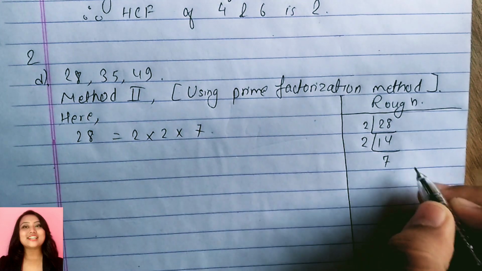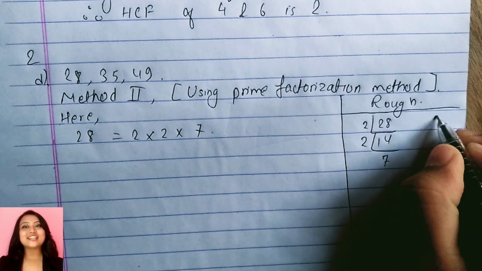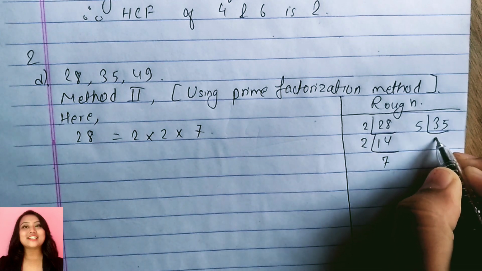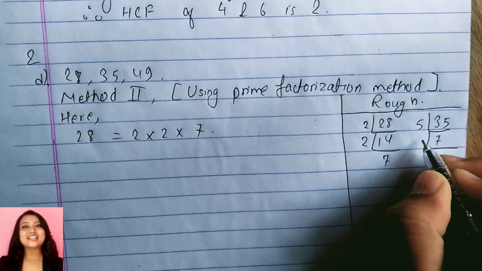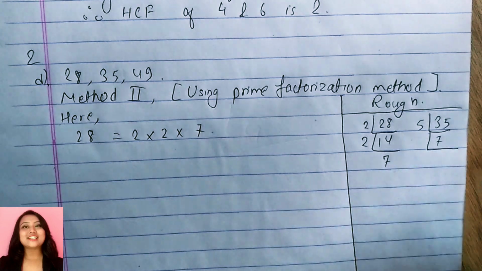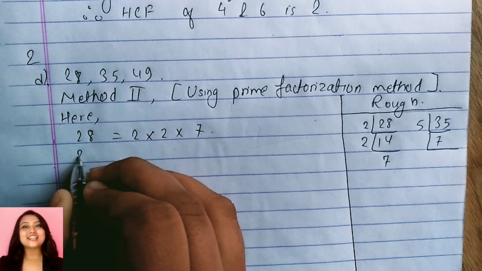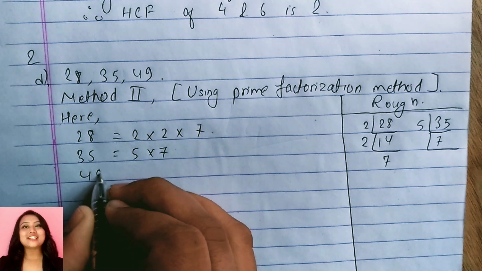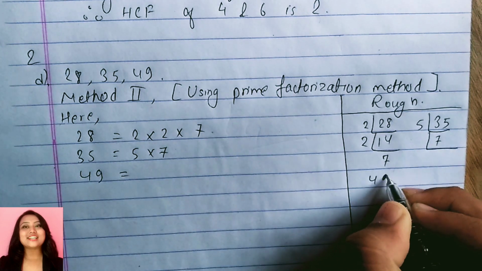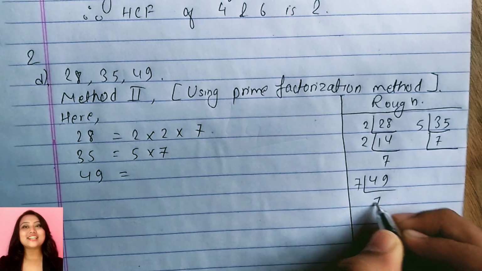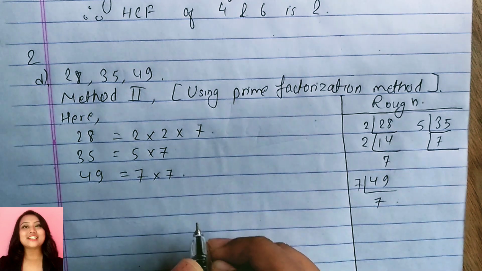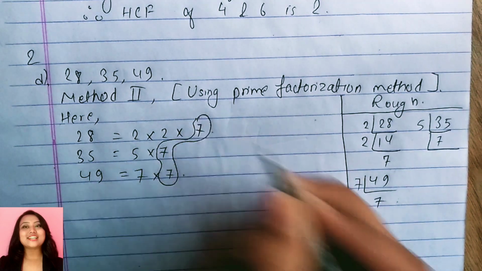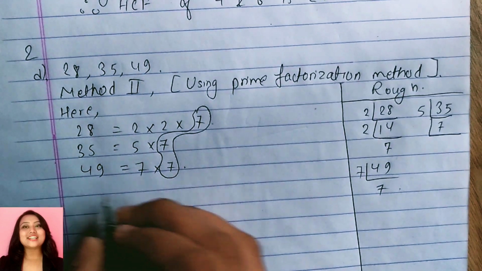Another is 35. 5 7s are 35. And 7 cannot be divided, so it will be 7 itself. So 35 equals 5 into 7, right? Another we have is 49. 49 can be divided by 7 only. 7 7s are 49, so 7 into 7 will be the answer. Now you can see the only common factor here is 7. All the others are different. So let's write the common factor.